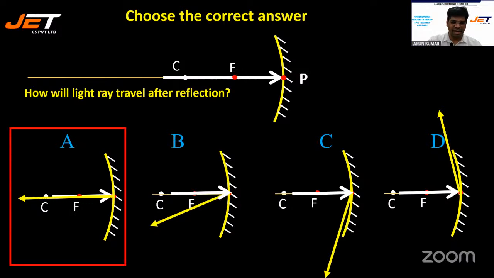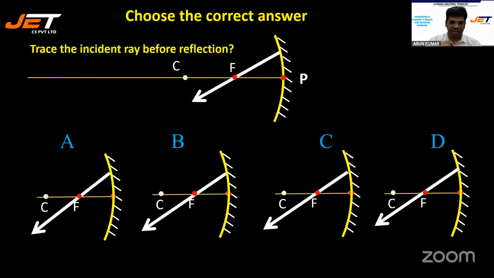Yeah, let's see. It's A, absolutely right students, because it is hitting the pole of the mirror, it will get reflected symmetrically with respect to the principal axis, with itself. Look at this one: trace the incident ray before reflection. This is a better question. Until now we saw the reflected ray, now we must tell the incident ray. Is it like A, B, C or D?